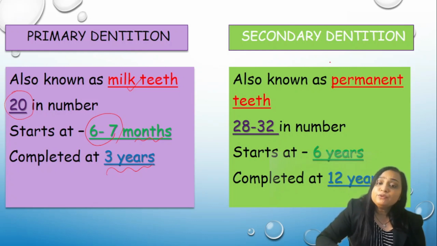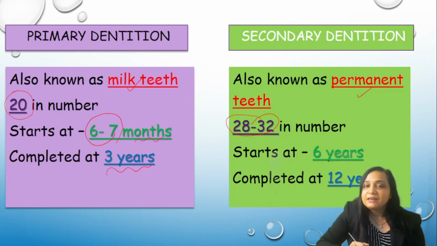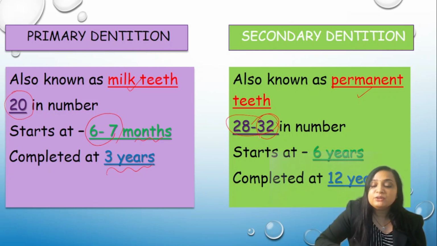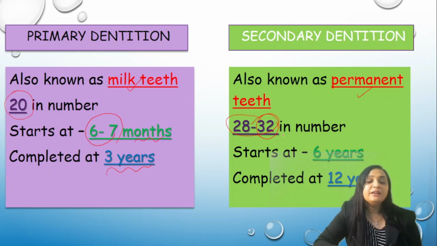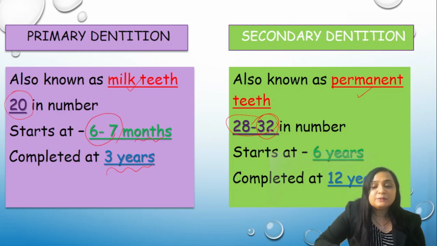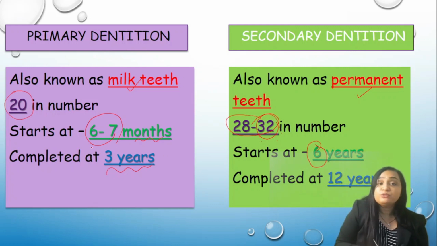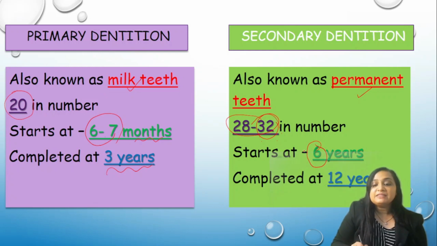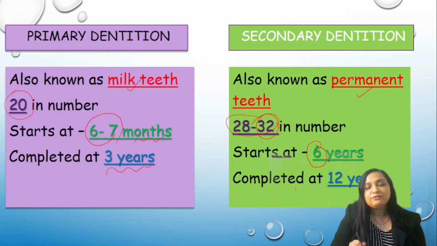Now if you compare the secondary dentition, it is called permanent teeth. It is 28 to 32. We all know that. I will give you a slap if you take out from 32. So it is a total of 32. Why 28 to 32? Because wisdom teeth may not be present in all normal individuals. So it could be 28, or with the addition of wisdom teeth, it is 32. It starts at the age of 6 years. So here again you have to remember, primary starts at 6 months, secondary starts at 6 years, and it is completed by the age of 12 years.